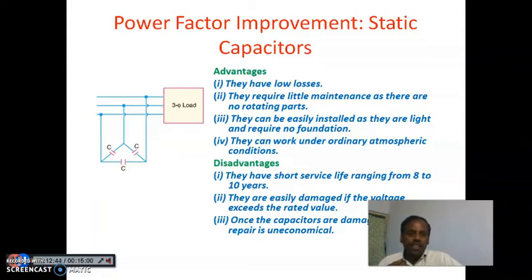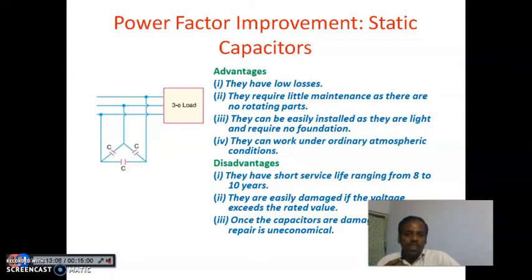They can be easily installed as they are light and require no foundation. They can work under ordinary atmospheric conditions. So maintenance is very little. If you use a capacitance, it will be enough to compensate the power. But there are some disadvantages. The first one, the life ranges from 8 to 10 years.